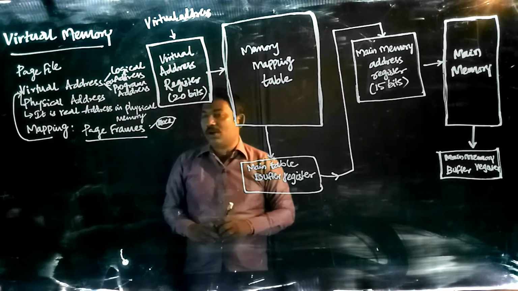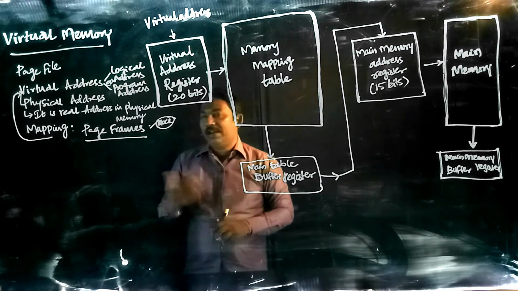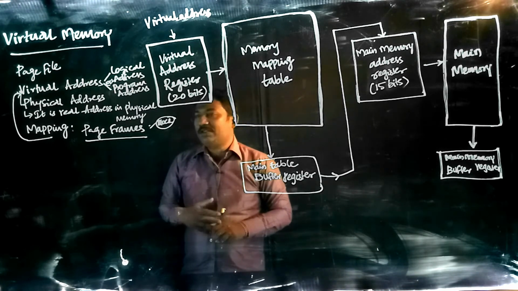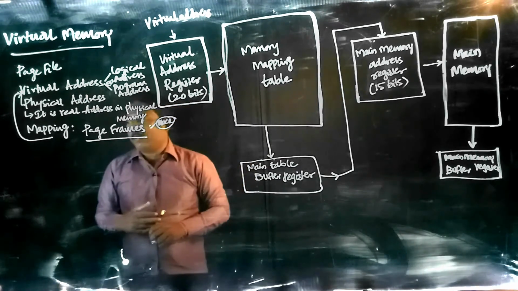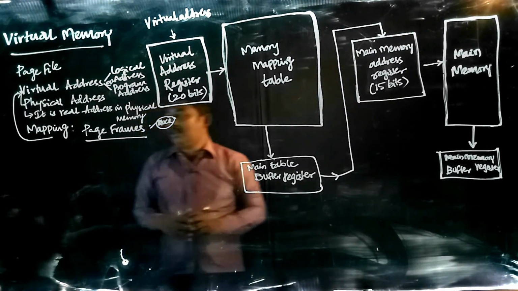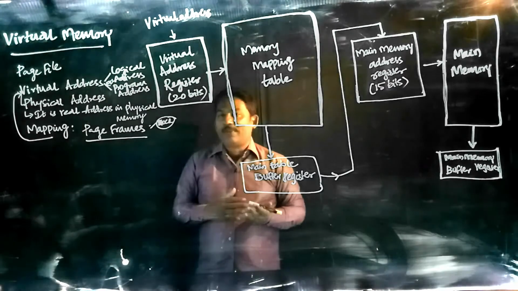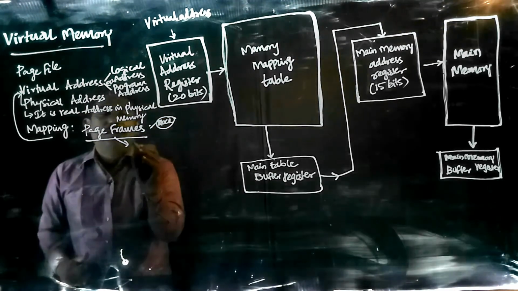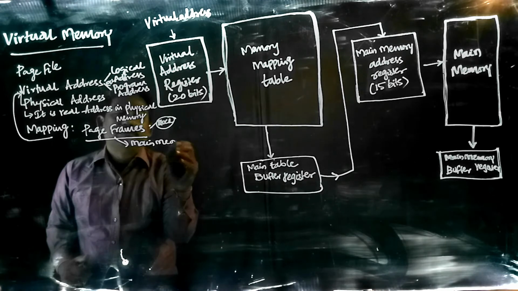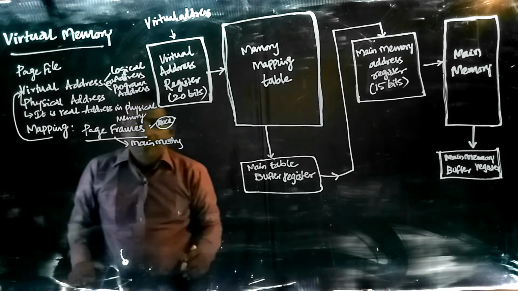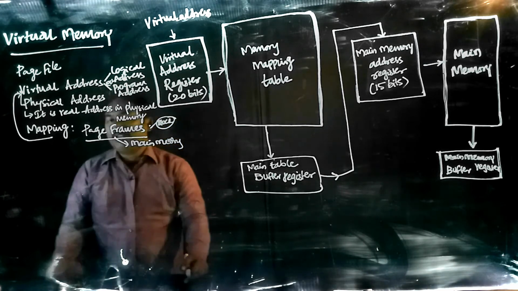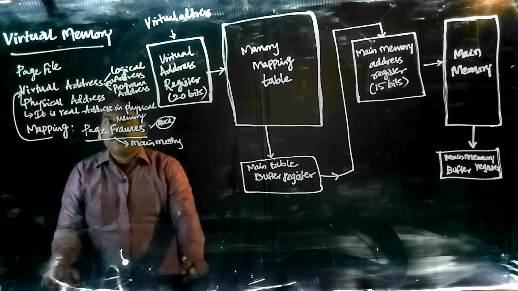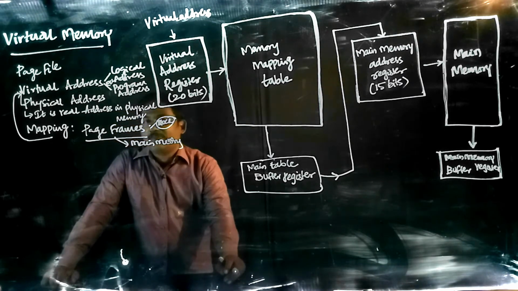The virtual pages are stored on the disk until they are needed. Then comes paging. Paging is the process of copying the virtual pages from the disk to the page frame in main memory. Where will this page frame be? The page frame will be in the main memory.